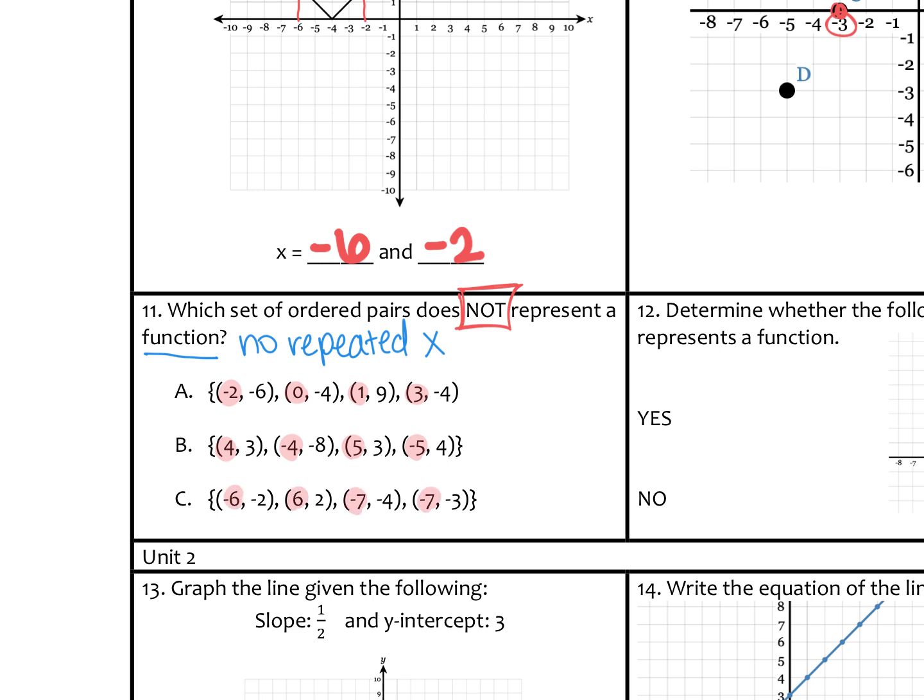Okay, so if we take a look at A, none of those x's that I highlighted are repeats, so A is a function. I look at B, we get close with the negatives, but they're not the exact same, so this is a function. And then I look and, oops, sure enough, negative 7 repeats, so our answer is C, is not a function. Please make sure you read directions on these.